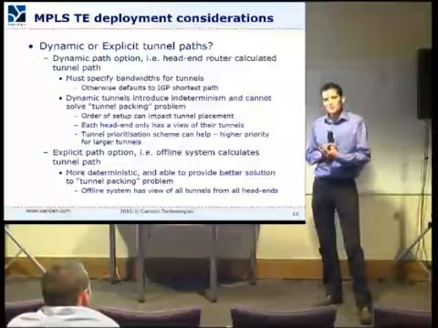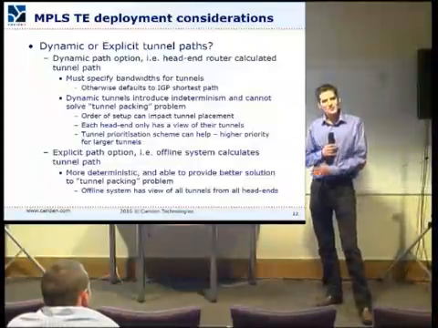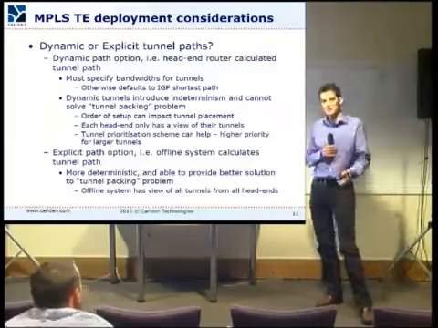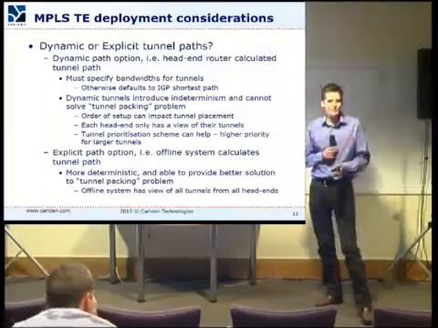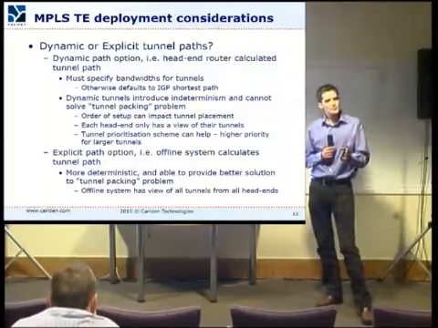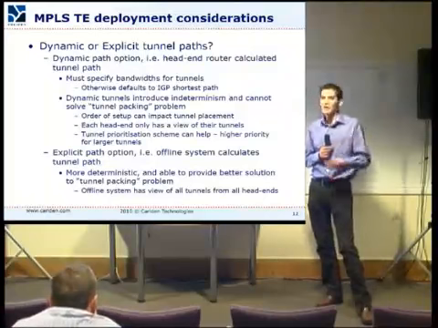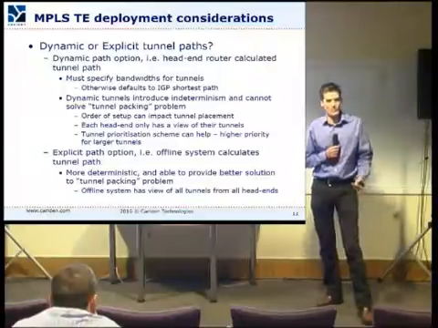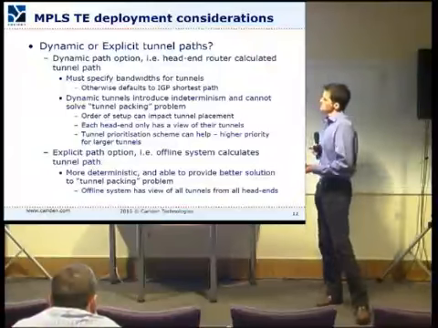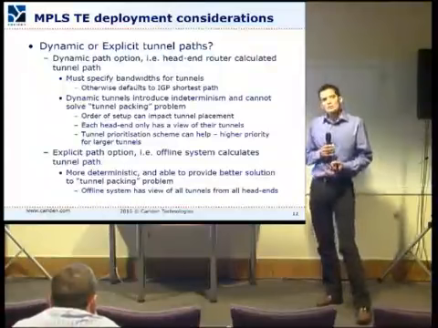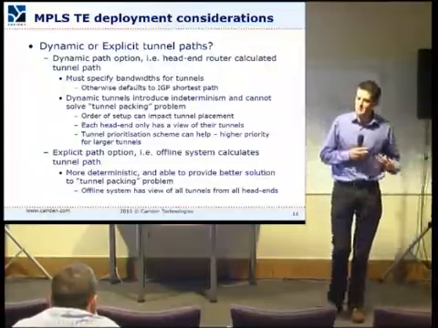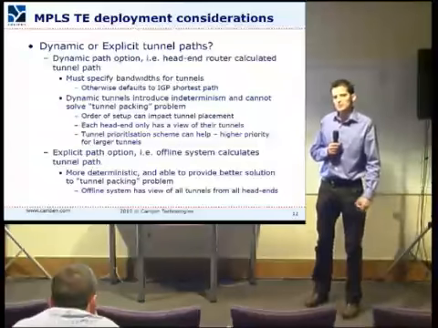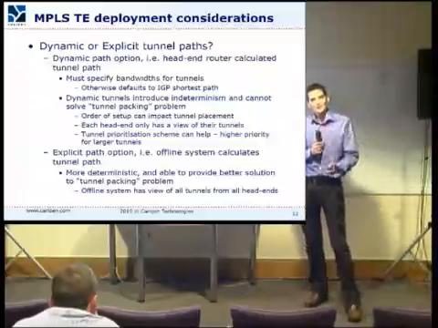What are the differences between dynamic routing and explicit routing? Well, dynamic path options and explicit path options. Dynamic path options are where the head end router, the router that's the source of the tunnel, calculates the tunnel path based upon its view of the network. Okay. Well, that sounds okay. What might be wrong with that? Well, its view of the network's the same as everybody else's view of the network, so shouldn't they come to the right solution? Well, the answer is no, not necessarily.